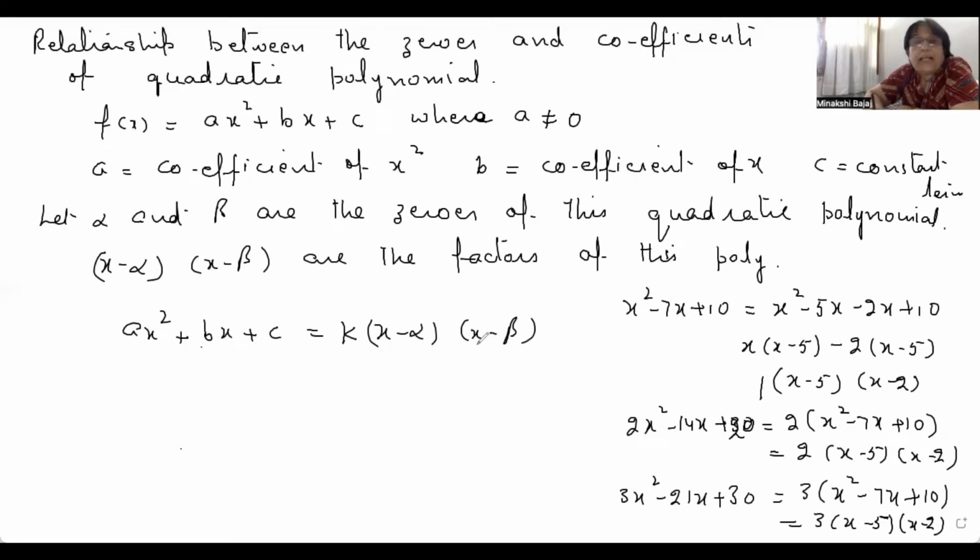Now multiply these two brackets. What you will get? If you multiply these two brackets, you will get x square minus alpha plus beta x plus alpha beta. Let me do it on the next page.